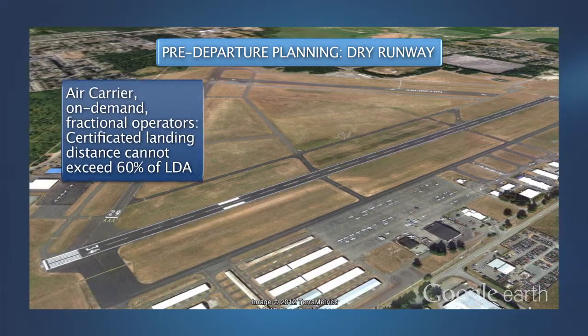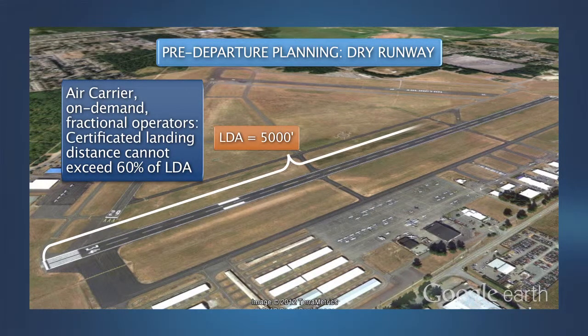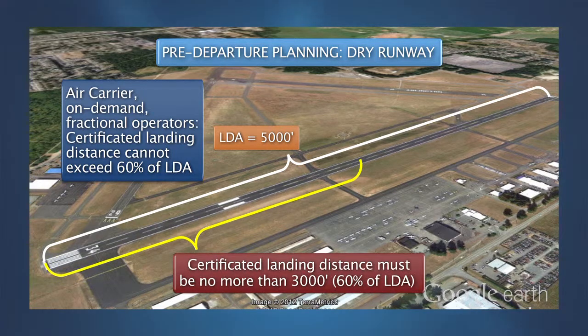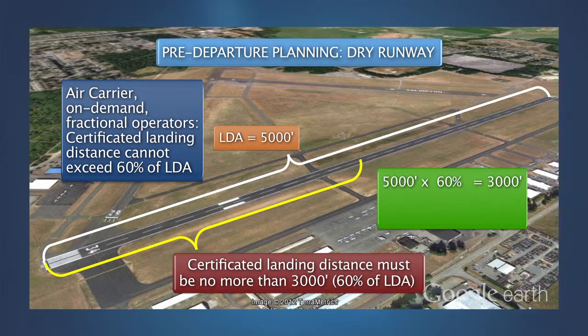When required by the operating rules, the landing distance demonstrated during certification must permit the airplane to come to a full stop within 60% of the landing distance available. Another way of saying this is that the landing distance demonstrated for certification must be multiplied by a factor of 1.667, or divided by 60%, to define the factored landing distance on a dry runway.